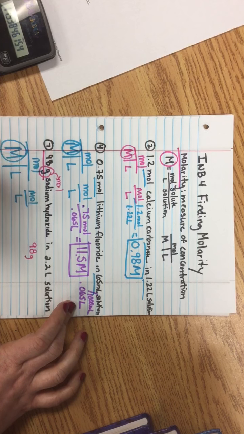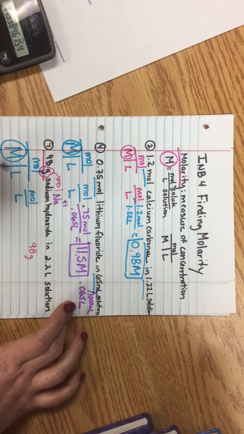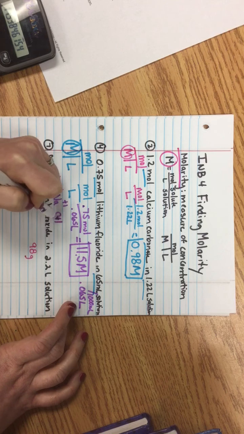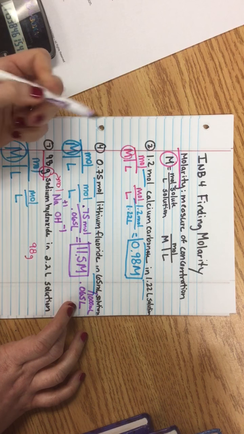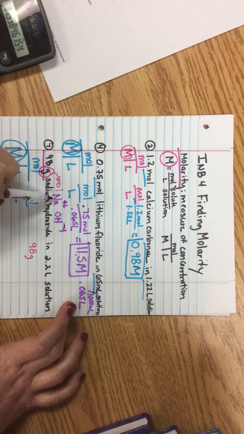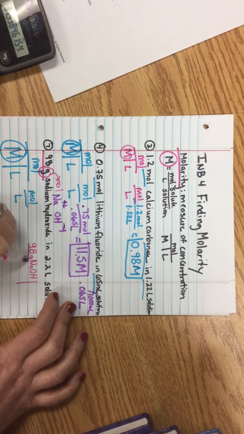Well, in order to find the formula, I'm going to have to check the charges. So I look up sodium. Sodium is in the first column, so it is a +1 charge. And hydroxide is on the back of my periodic table. It is a polyatomic ion, and it's OH -1. Well, +1 and -1 cancel out, so my formula is just NaOH. So I have 98 grams of NaOH.